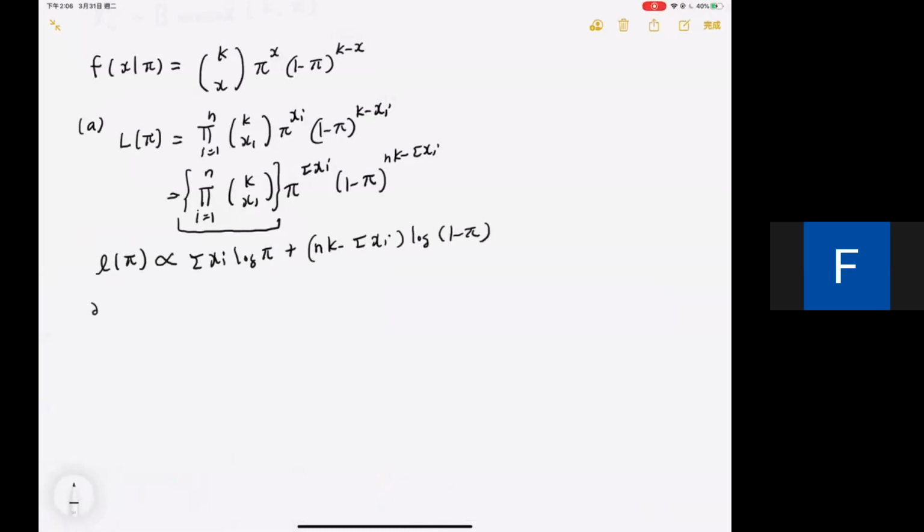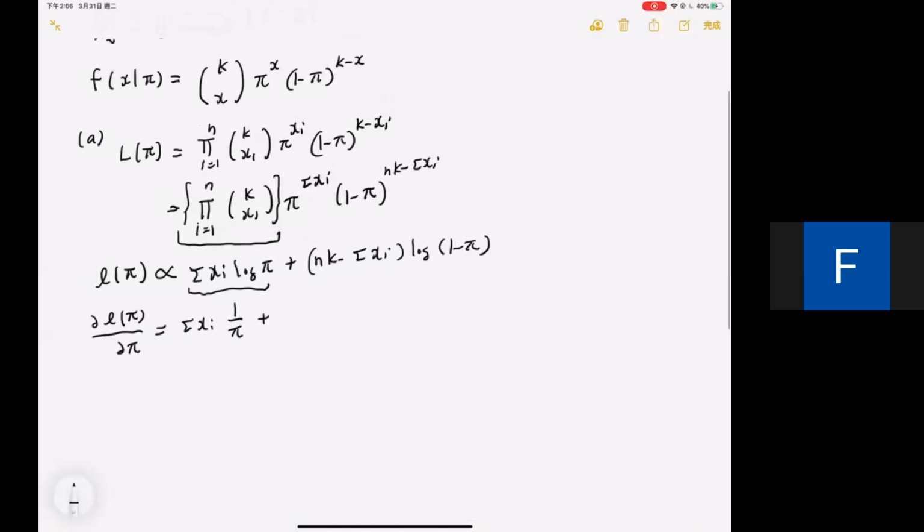So you take the partial derivative with respect to pi. It equals summation xi times 1 over pi, plus (nk minus summation xi) times 1 over (1 minus pi). Don't forget about the chain rule, which gives minus 1. You set it to 0.